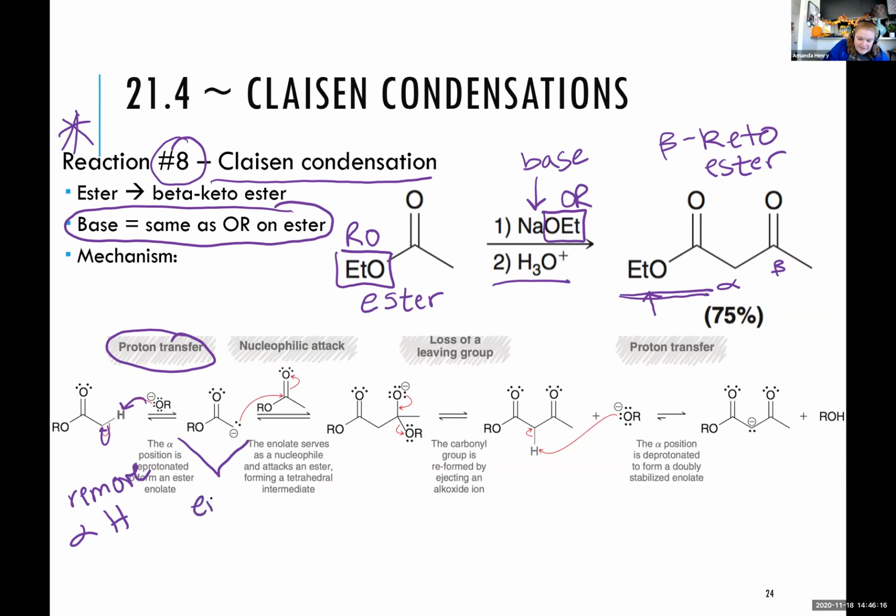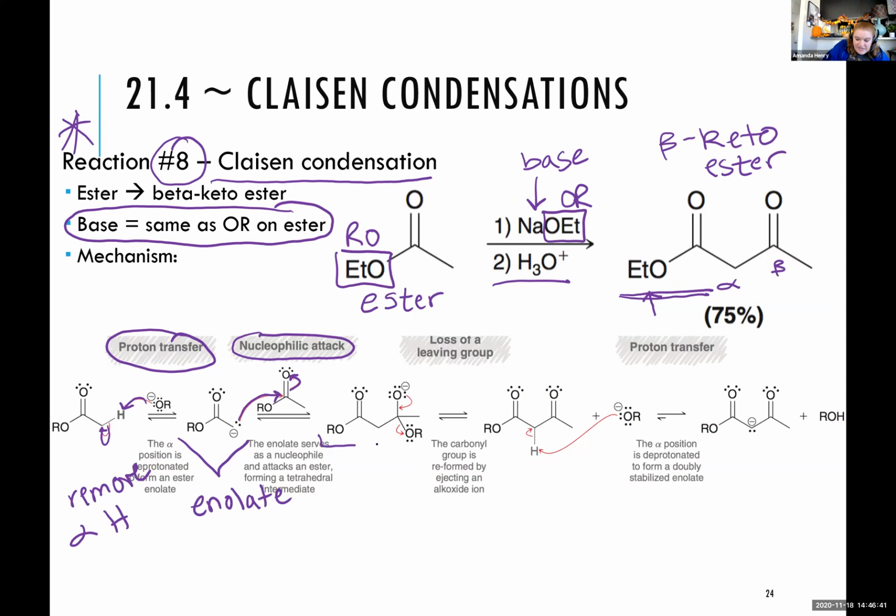We're creating an enolate. So this is an ester enolate. It's going to do a nucleophilic attack on the carbonyl carbon of another ester. So again, right now we're just reacting two of the same esters together, but we're doing that nucleophilic attack. Our pi bond becomes a lone pair.